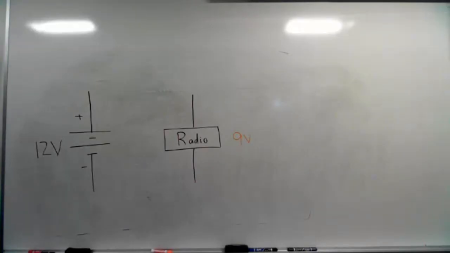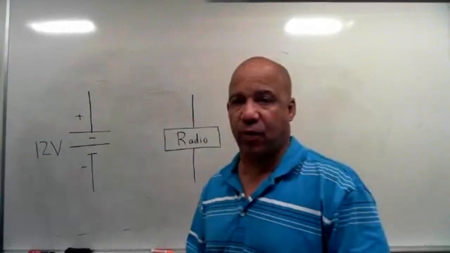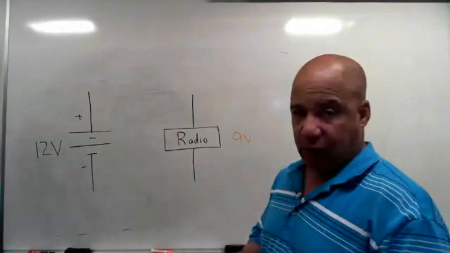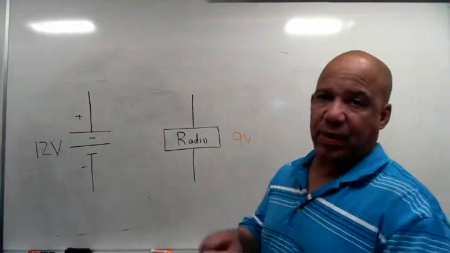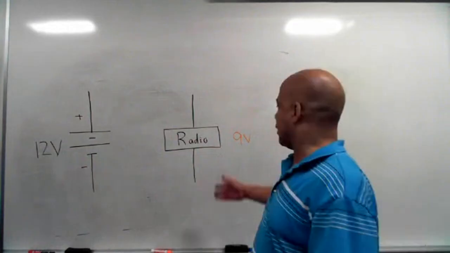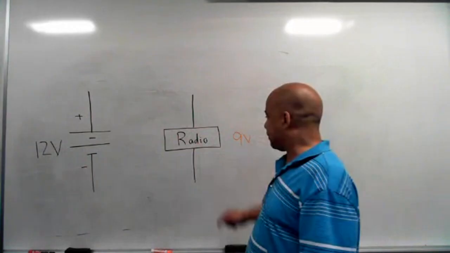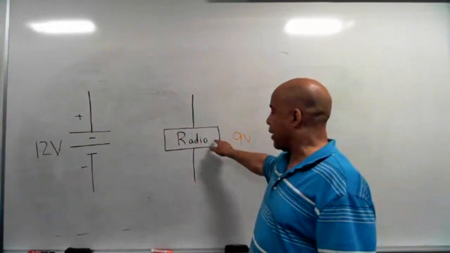Now here's what I have when I read that problem. I have a 12-volt battery, that's one thing I have, and I have a radio. Now remember, I showed you how to draw the schematic symbols for a voltage source, current, and resistance. If it's something you don't know, you just make a box and you can label it, or you can show it as a resistor. I don't know what the graphic symbol is for a radio. I just drew a box and called it radio.